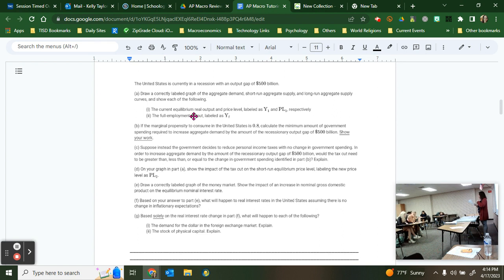Okay. Now based solely on the real interest rate change, because real interest rate just went up, what will happen to each of the following? What happens to the demand for the dollar in the foreign exchange market, and explain, and then what happens to the stock of physical capital, and explain. Once again, without explanations, it's just wrong.